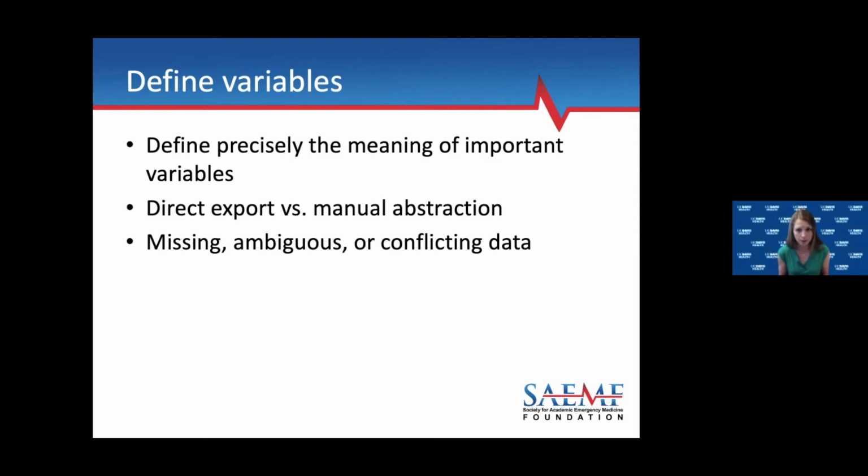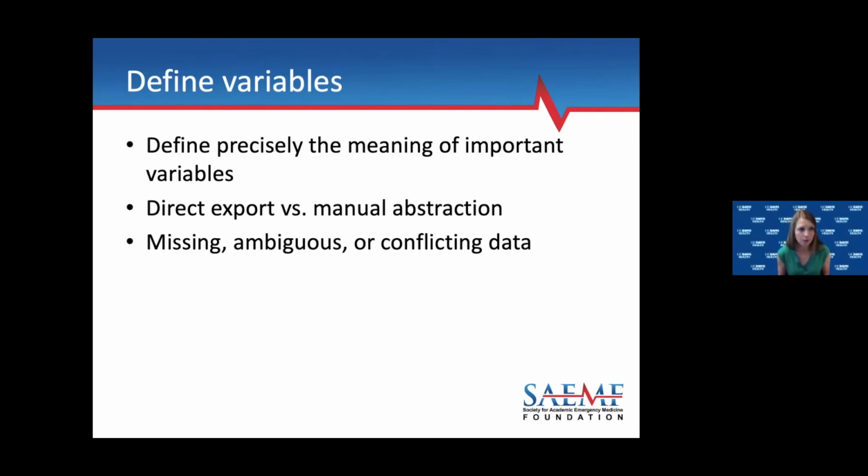Two broad reasons to use manual abstraction over direct export would be, first of all, the data may not be available as discrete entries in the EMR. Instead, the data that you want may exist in text fields or even in another system. At my hospital, we encounter this with our electrocardiogram or ECG reports and our radiographic interpretations. So for those, we can export the entire interpretation, but we can't directly export, did the patient have a PE, yes or no, or did the chest x-ray show pneumonia, yes or no, as a discrete variable.